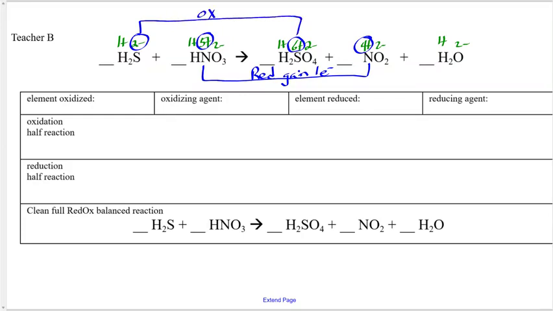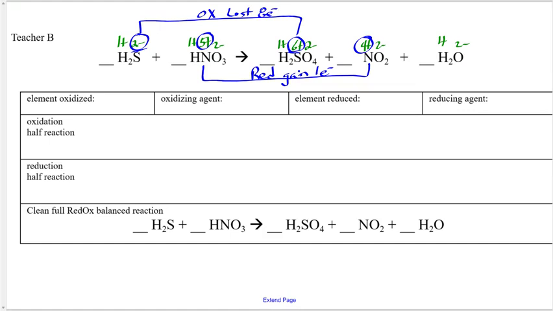Oxidation is the loss of electrons. If you lose negative charges, then you become more positive. I'm going from 2 negative to 6 positive. That's losing or lost 8 electrons. It's a lot of electrons to lose.